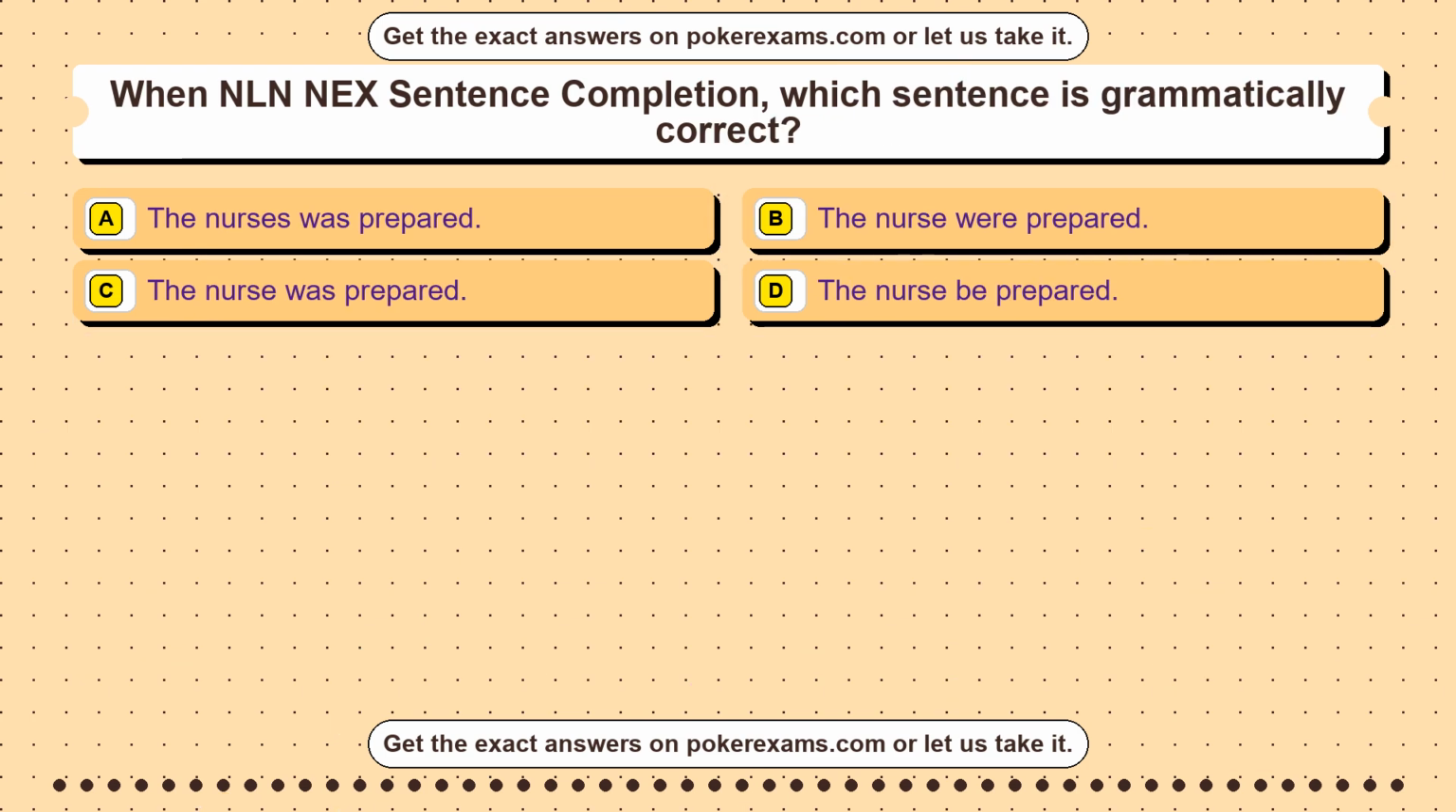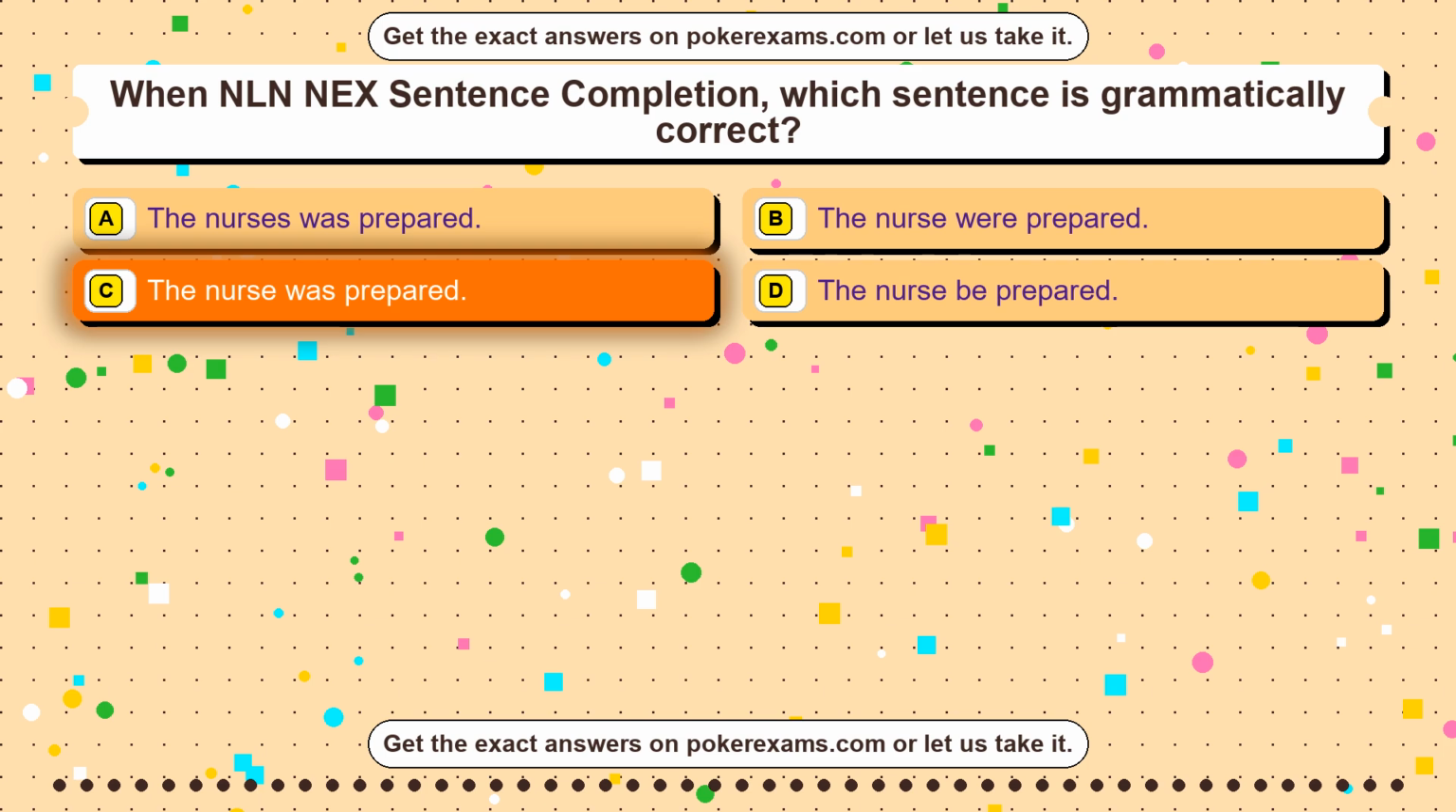Question 49. When GED Science Review, which phrase best describes supply and demand? Option A, how price and quantity interact. Option B, how planets orbit. Option C, how cells divide. Option D, how sentences combine. The correct answer is option A.